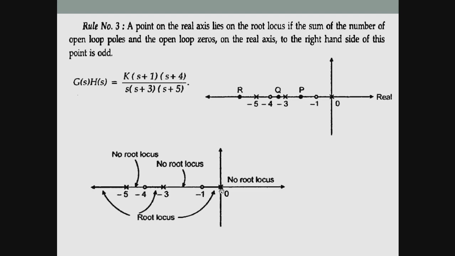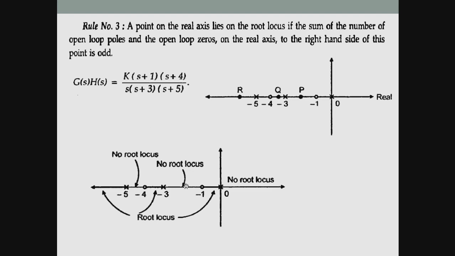So from this point, to the right side of this, how many are there? It is 1. So the number of poles and zeros totally is 1, which is an odd number, so hence this is on the root locus.